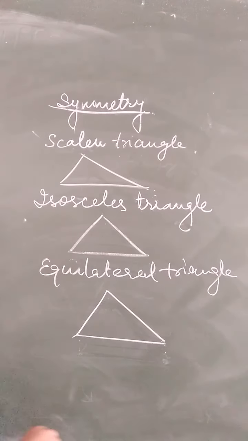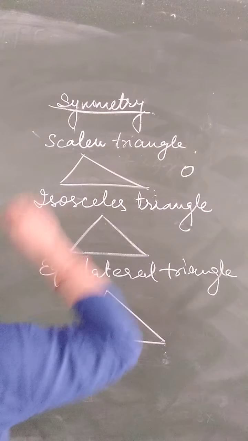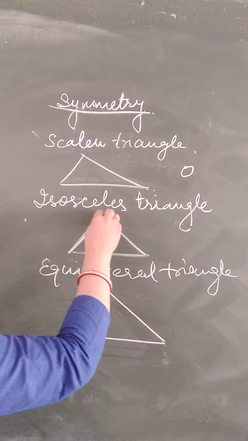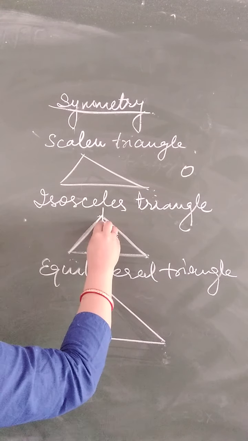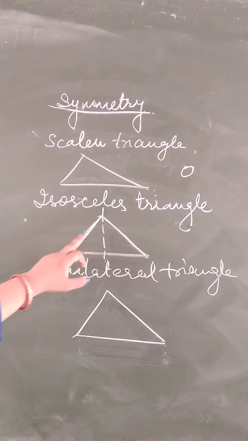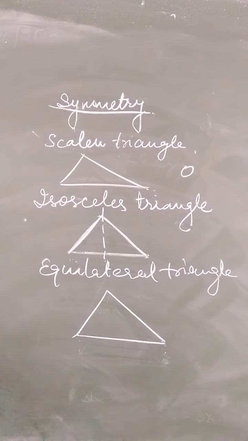Now the scalene triangle. It has 3 different sides, so it has no line of symmetry. Isosceles triangle: if a triangle has 2 equal sides, then it is said to be an isosceles triangle. It has 1 line of symmetry. The angle bisector of the angle between the 2 equal sides is the line of symmetry of an isosceles triangle.